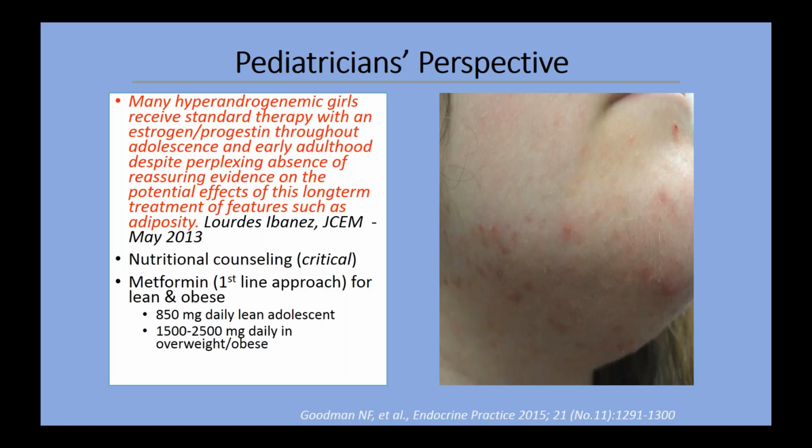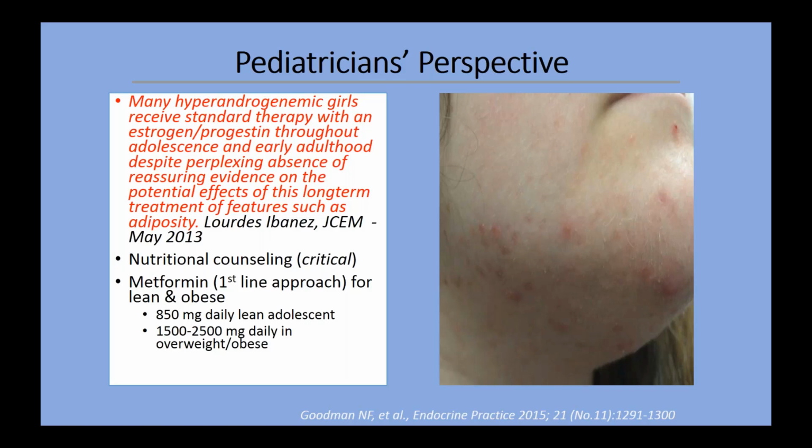So the pediatric perspective underscores that many hyperandrogenic girls receive standard therapy with an estrogen-progestin through adolescence and early adulthood, despite a perplexing absence of reassuring evidence on the potential effects of this long-term treatment on features such as adiposity. This particular group, Ibanez et al., has published a large body of data on the adolescent population, the metabolic burden in the population, and the benefits of metformin in this population.